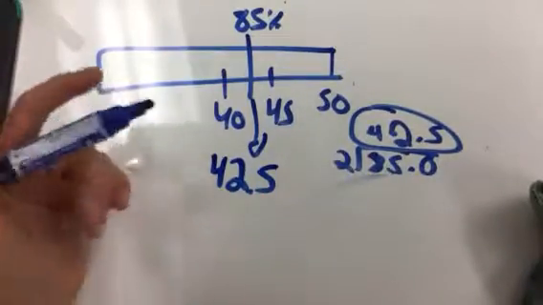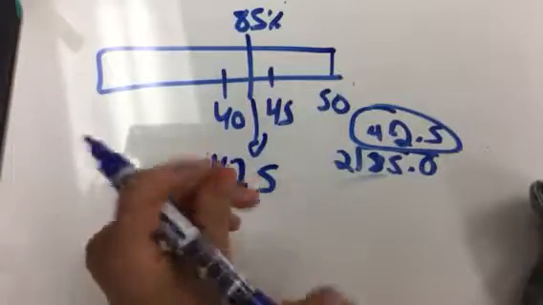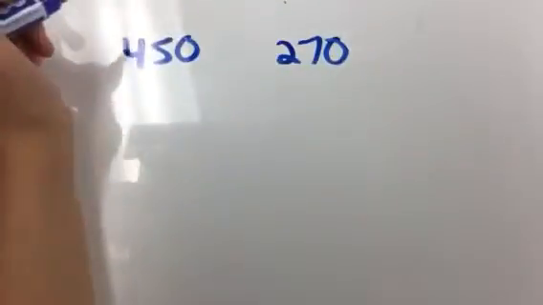That was just an example so that you can find the part when given the whole and the percent, but I thought you'd like to know that. The next question we have is basically that there are 450 students in a school and 270 of them have phones.